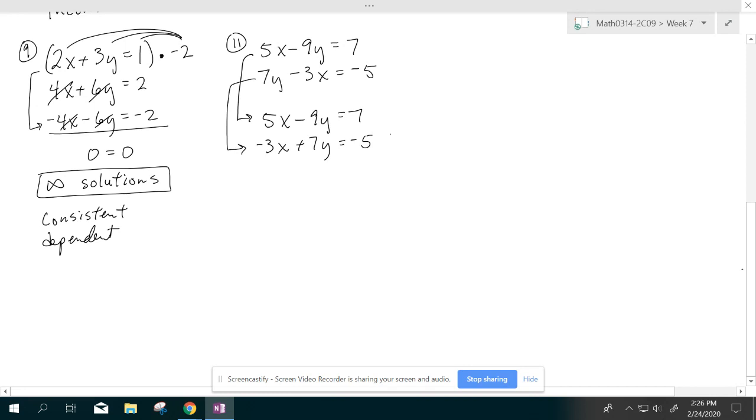The first thing I want to do is I want to line up my like terms. And then I can start thinking about what do I need to do to get one of the letters to cancel. Well, I don't think it's going to be very easy to turn a 3 into a 5 or to turn a 7 into a 9. So this is going to require that I work on both equations. Would you prefer to get the x's or y's to cancel? X's. Okay, we'll do x's because Ariel spoke up first.